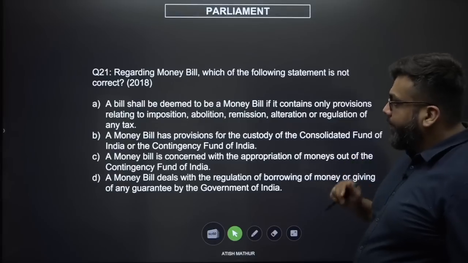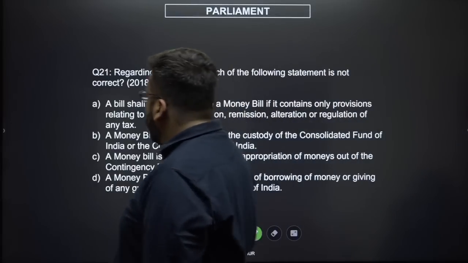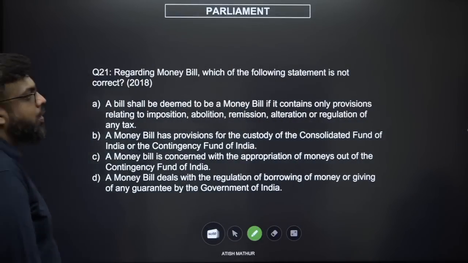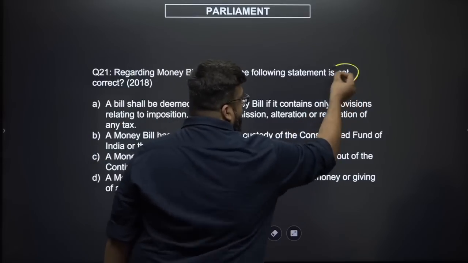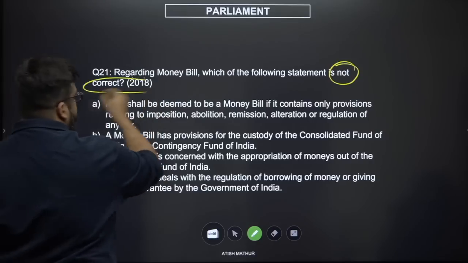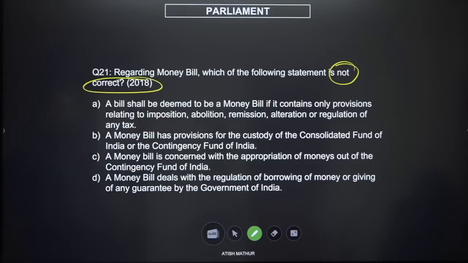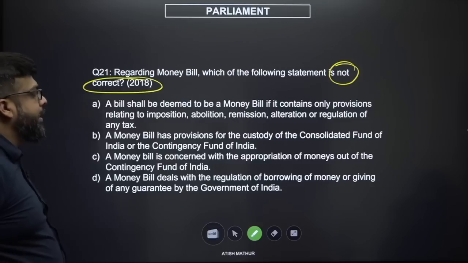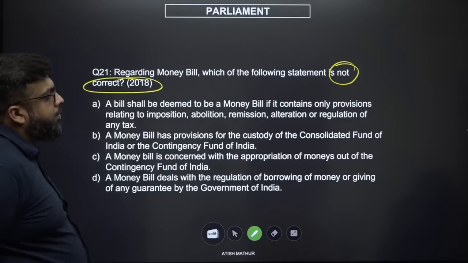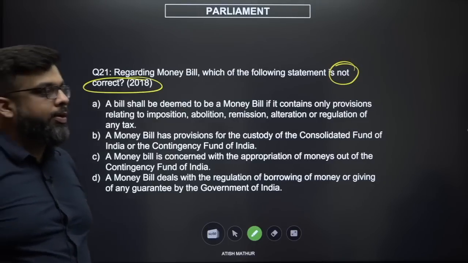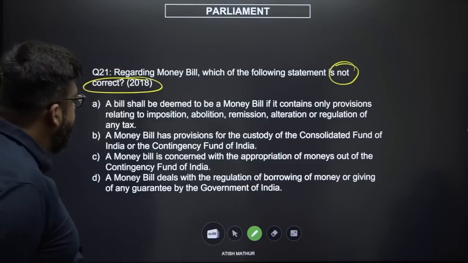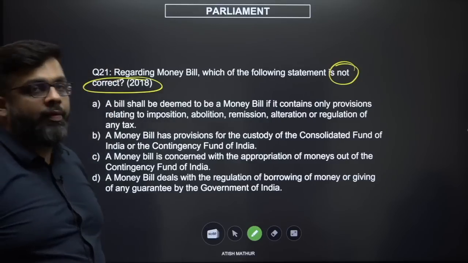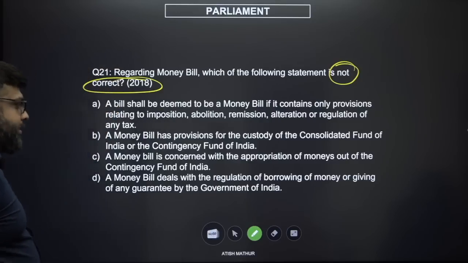Next, 21. Regarding a money bill, which of the following statements is not correct? Not correct. Always circle what the question is asking. A bill shall be deemed to be a money bill if it contains only provisions relating to imposition, abolition, remission, alteration or regulation of any tax. A money bill has provisions for the custody of the Consolidated Fund of India or the Contingency Fund of India.